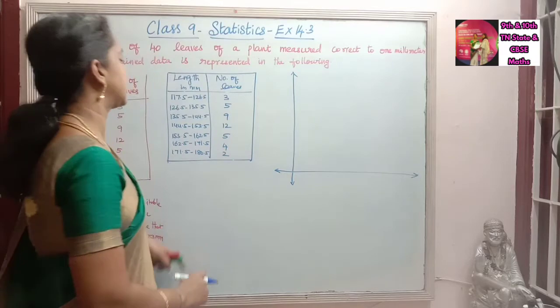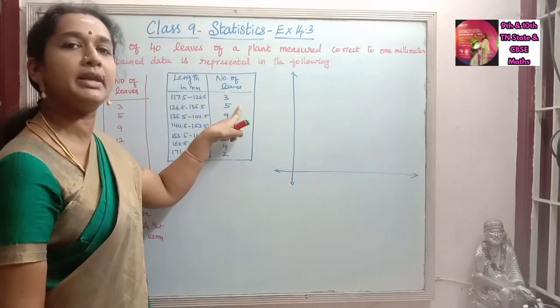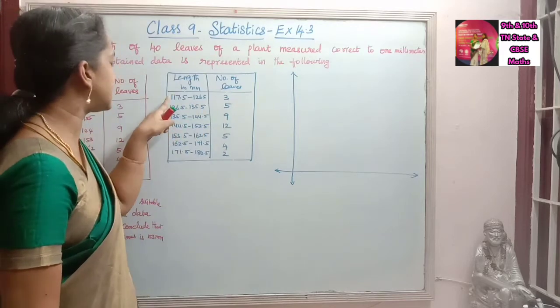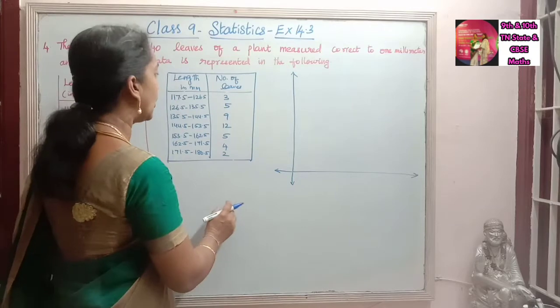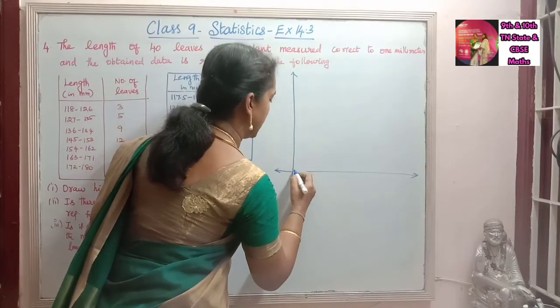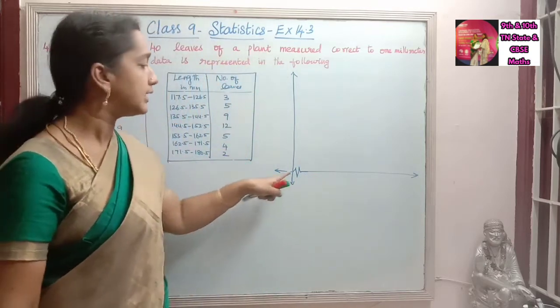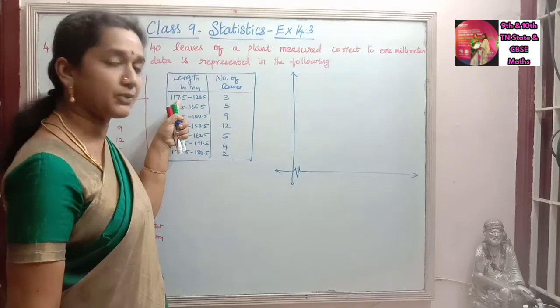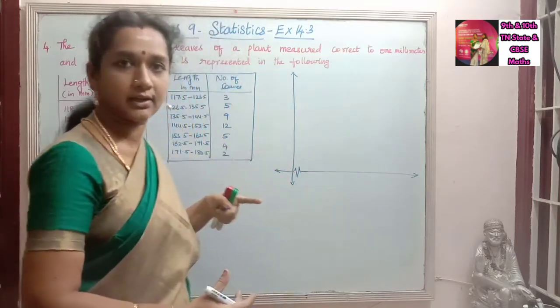So here, the x-axis will be length in millimeter, and the y-axis will be number of leaves. The x-axis starts from 117.5. In this one, we will make it a broken line, a stacked line we'll say. Why? Because we are not going to write from the beginning. Whatever data is given, from that only we are going to start.